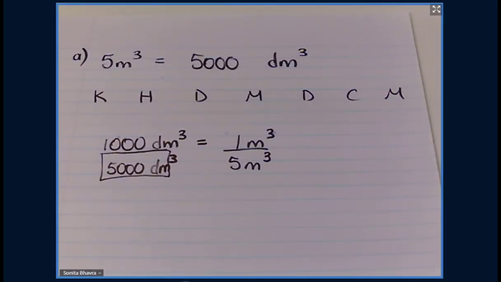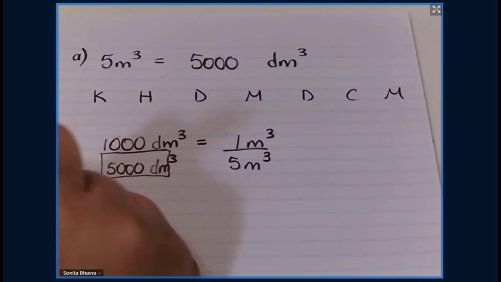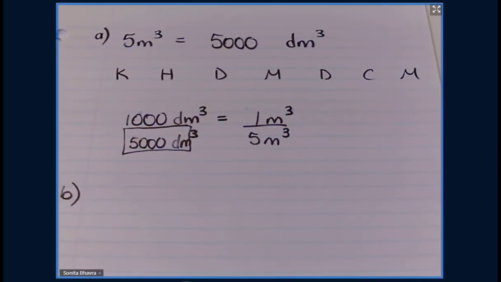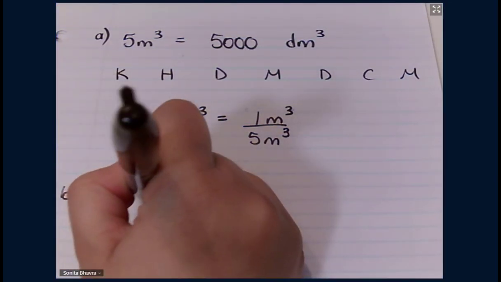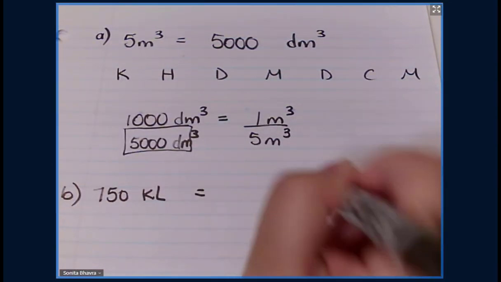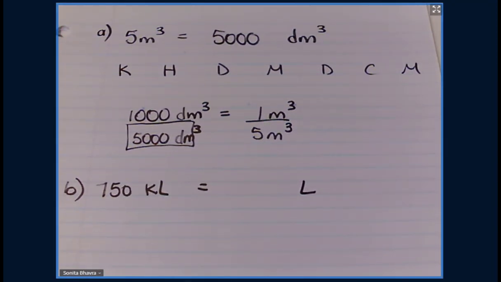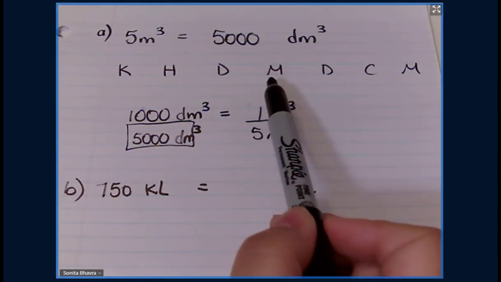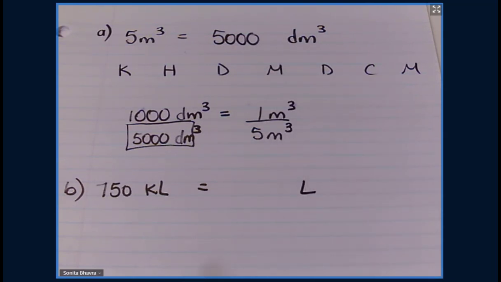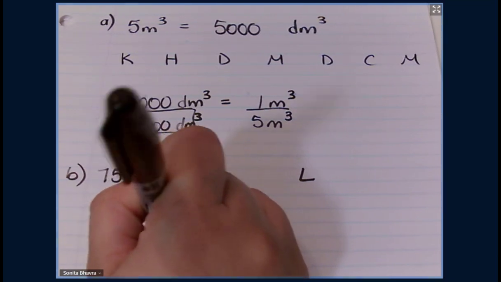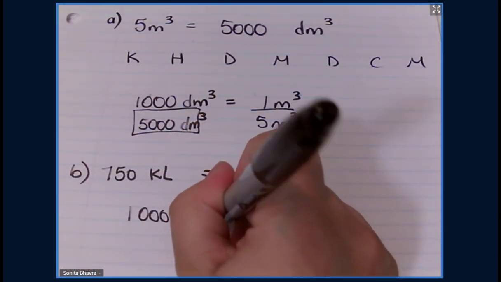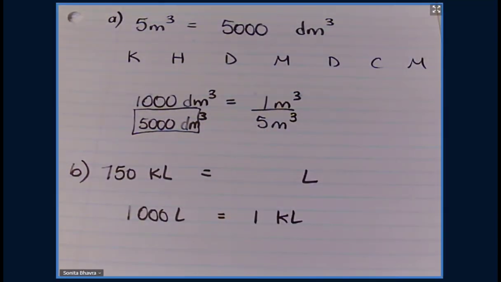Okay, let's try another example. Here we are given 750 kiloliters, and we have to put it into liters. Again, you can use this method, just change the meters to liters. Or we can use the conversion factor that was given to us, which is that 1,000 liters is equal to 1 kiloliter.